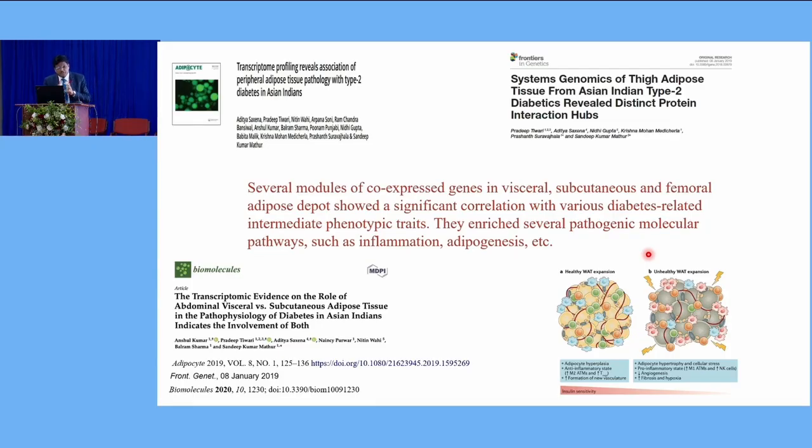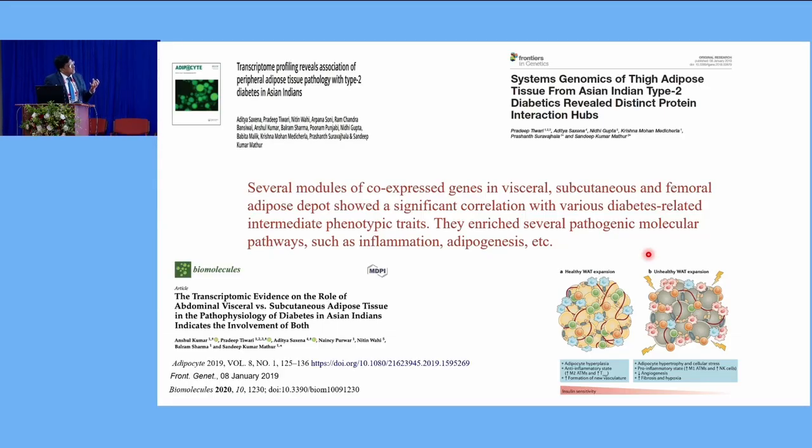And we have clearly shown that several modules of co-expressed genes in visceral, subcutaneous and femoral adipose depots show a significant correlation with various diabetes-related intermediate phenotypic traits. They enrich several pathogenic molecular pathways such as inflammation and adipogenesis. So in lipodystrophy, the cellular pathway where most genes are actually converging is adipogenesis. And in adipose tissue, in all our compartments, be it the femoral compartment from patients undergoing surgery for femur bone trauma, or the abdominal compartment, visceral or subcutaneous, everywhere the story is the same.